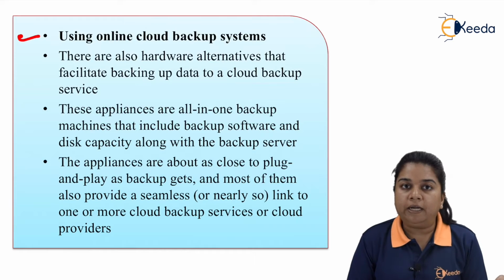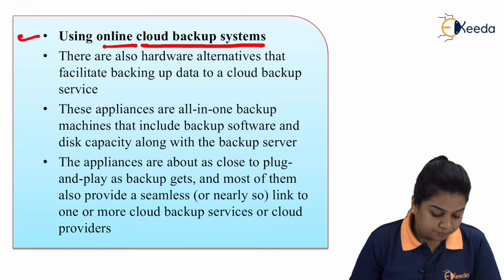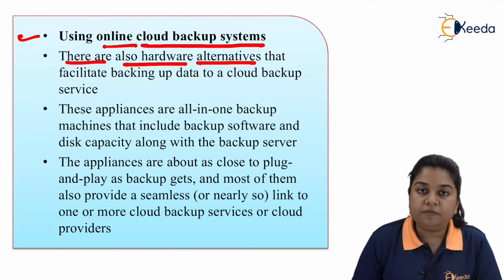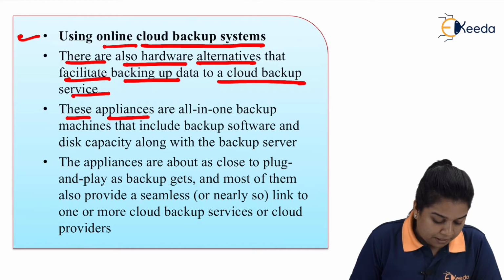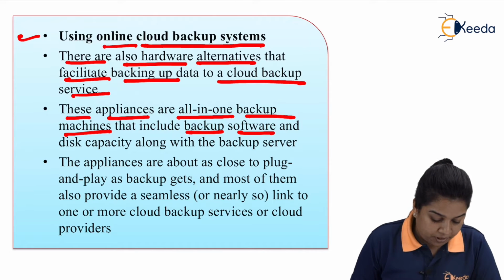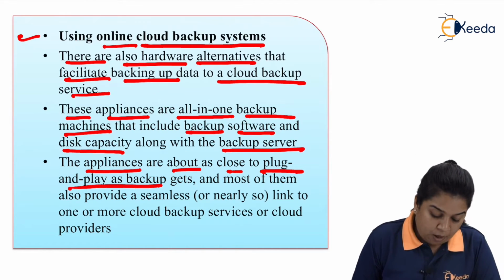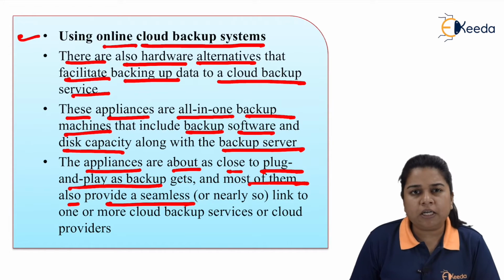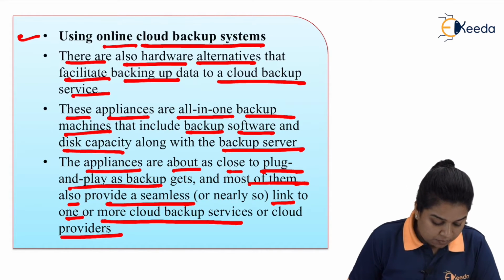Then another variety of cloud backup is using online cloud backup systems. There are also hardware alternatives that facilitate backing up data to a cloud backup service. These appliances are all-in-one backup machines that include backup software and disk capacity along with the backup server. The appliances are about as close to plug and play as backup gets, and most of them also provide a seamless or nearly seamless link to one or more cloud backup services or cloud providers.